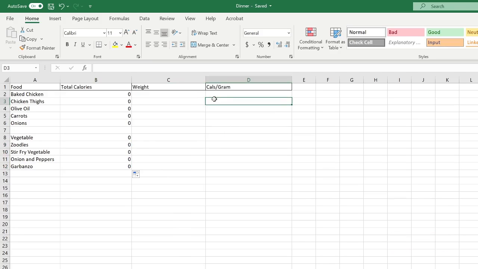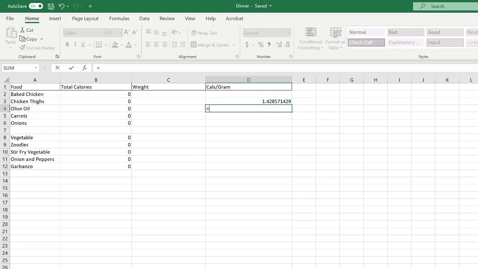And so now for the calories per gram, my chicken thighs were 160 divided by 112 grams, so 160 calories divided by 112 grams, which is about 4 ounces, which I found on my nutrition label. And then my olive oil, it's 130 calories per 15 grams, which is about a tablespoon.